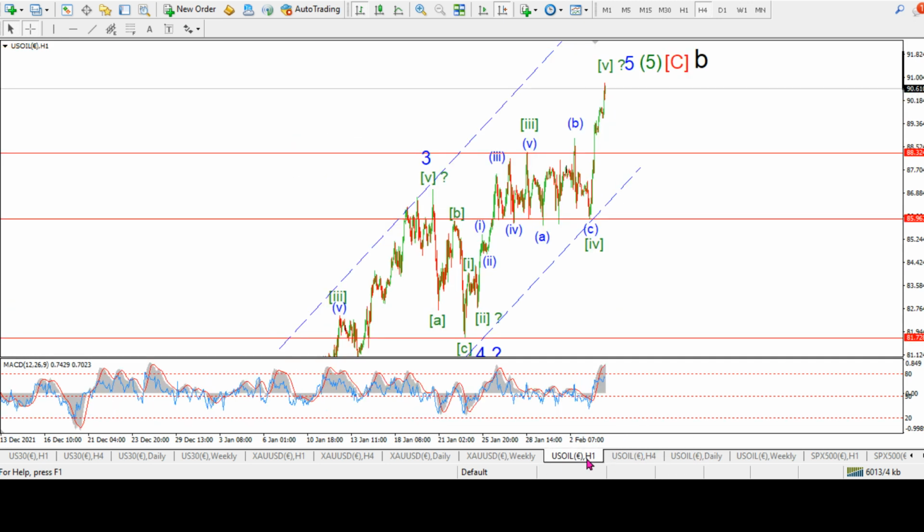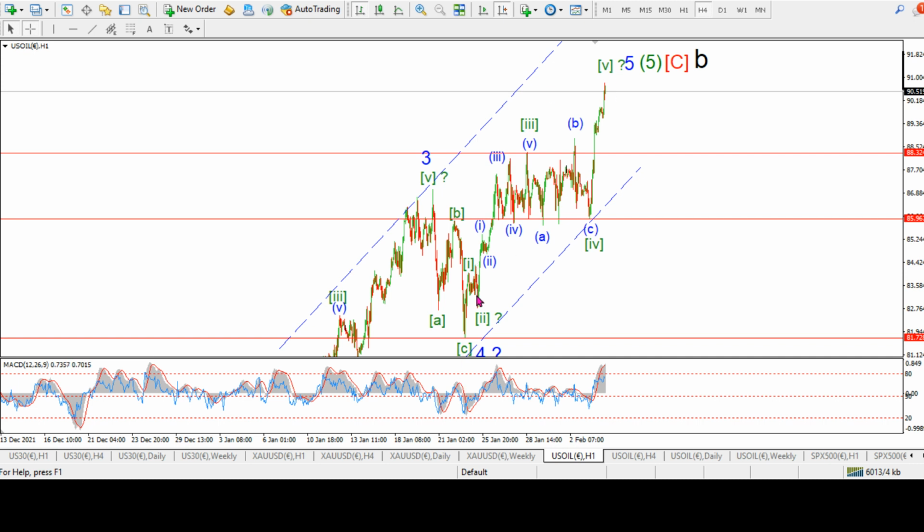Okay, so here is the hourly count. I had been thinking that we were working on a 3 and 4 pattern right here, but the rally yesterday has kind of tilted the pattern in favor of wave 5 blue completing. So if this is wave 5 blue underway, or darn near completed, then we should see a 5-wave pattern within that.